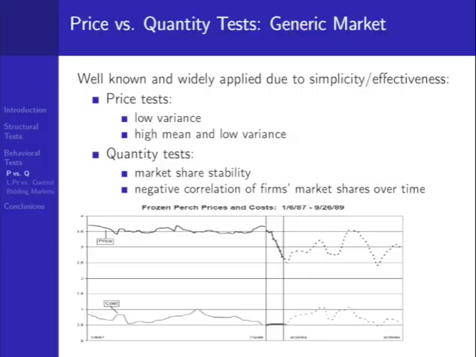Now, behavioral tests. So looking for suspicious behavior. This division of price versus quantity tests has been proposed by Joe Harrington, and I will just report what Harrington says. For those of you familiar with this graph, you might have seen it hundreds of times. This is a very famous and very simple example to show you what price tests are. So in this world of behavioral tests, you can look at price features or quantity features.